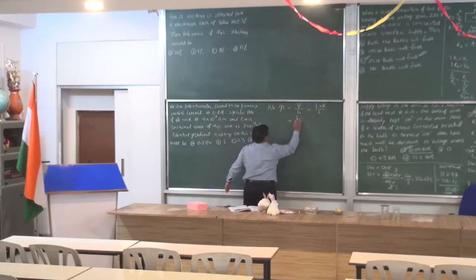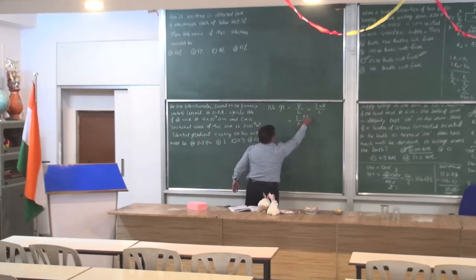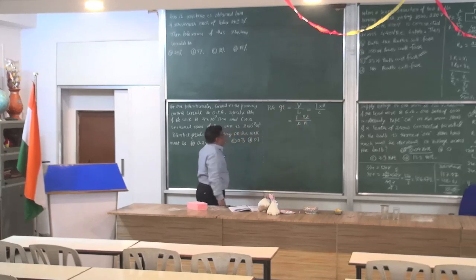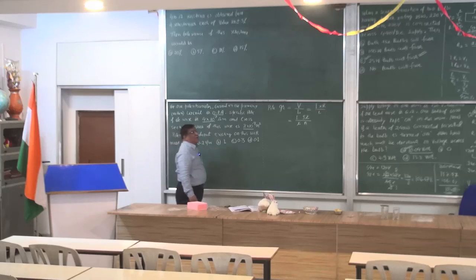Resistance not given. So resistance ka formula likhenge. That is rho L upon A. Resistance. And this L is here. So I into rho into L upon A, L and L cancelled. I rho upon A. What is rho? Resistivity. Specific resistance given. I given. A, area of cross section, it is given. If these three things are given, you can find it.